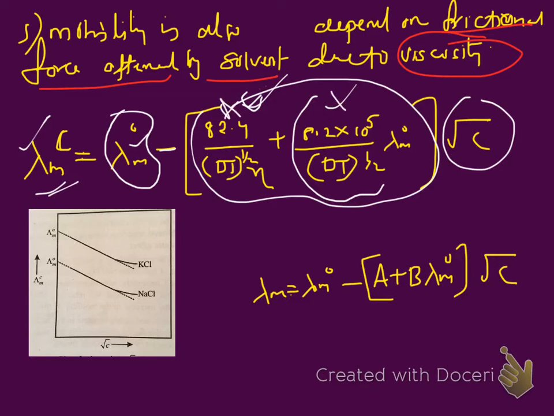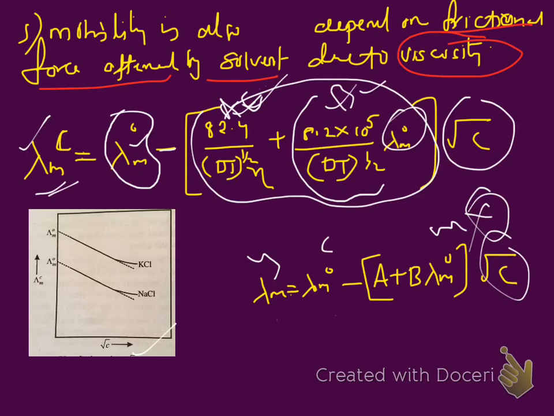This can be simply written with these two constants a and b: lambda m equals lambda m0 minus (a plus b lambda m0) into root c, where a and b are constants for a given solvent and depend on the viscosity and dielectric constant of the solvent. It is y equals mx plus c. When we plot a graph with x as root c and y as lambda m, we will get a straight line like this for a strong electrolyte.